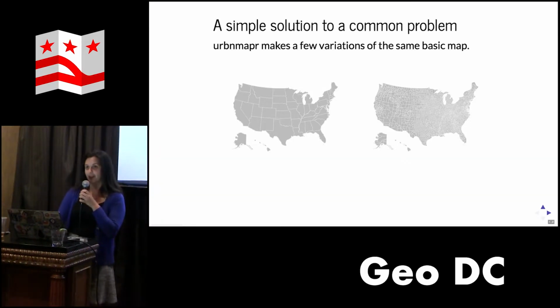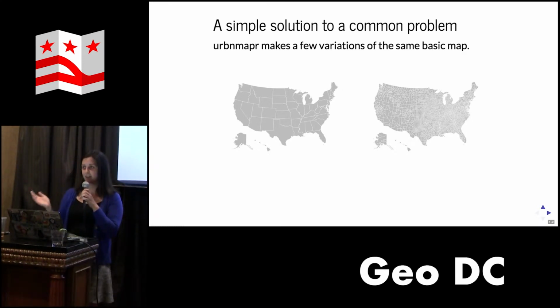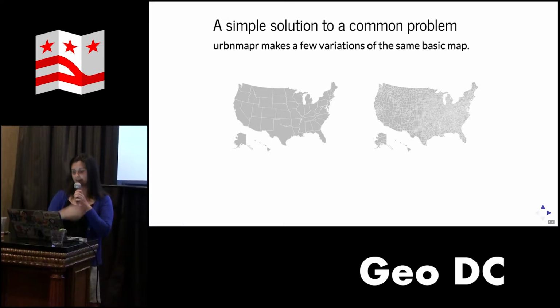So urbnmapr is a really simple package in that it makes maps that look like this. There are a couple different iterations and a couple extensions that we've added, but really it's solving a problem that I'm sure every person in here has had, which is that when you make a map of the US, you want Alaska and Hawaii to be aligned onto the map, and you want a bunch of common identifiers so you can merge whatever data you have. And what we found at Urban was that 80% of maps that people make look like this.